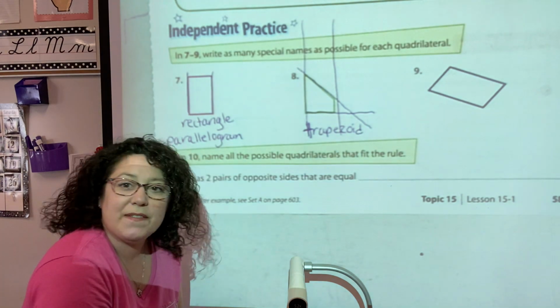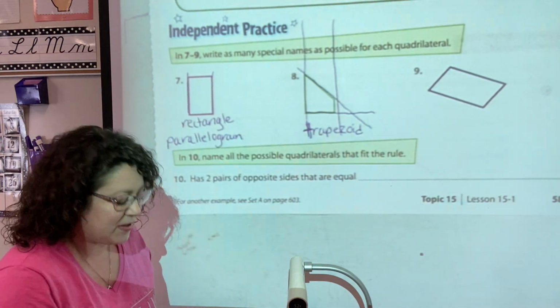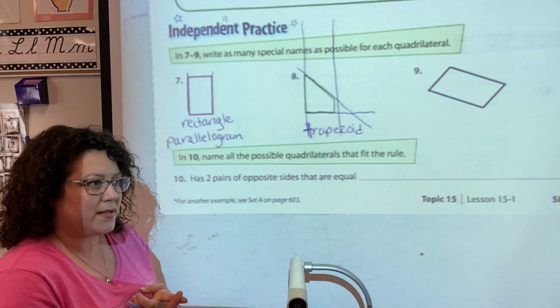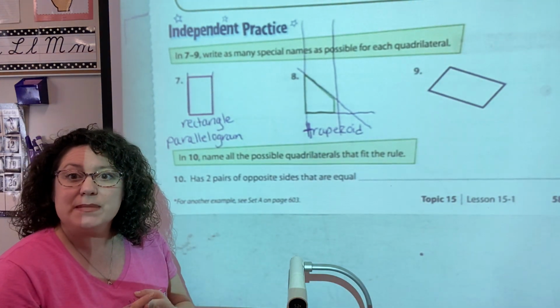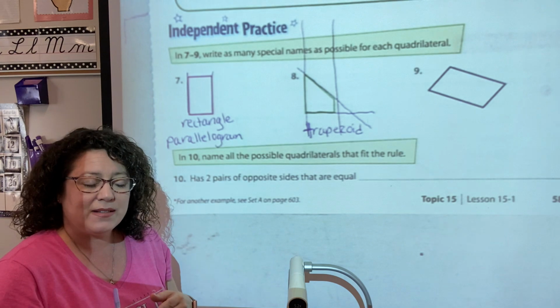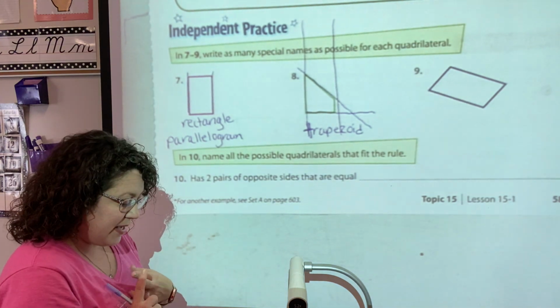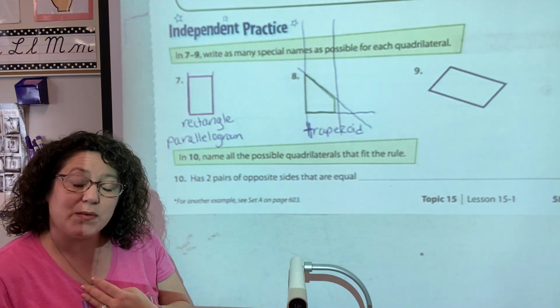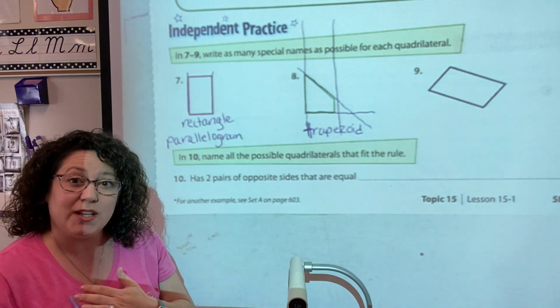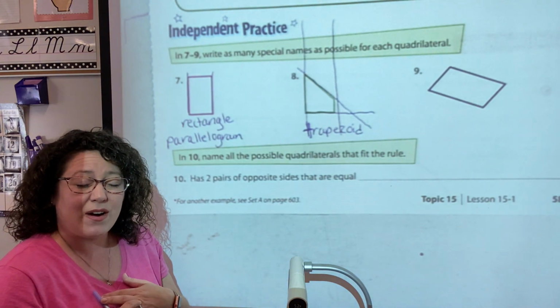And number 9, see if you can figure that one out from everything we went through. Think in your head, is it a square? Are all the sides the same length? Is it a trapezoid? Only one set of lines cross. Is it a rhombus? Are all sides the same length? Is it a rectangle where there's 4 right corners? Or is it a parallelogram where opposite sides are equal?